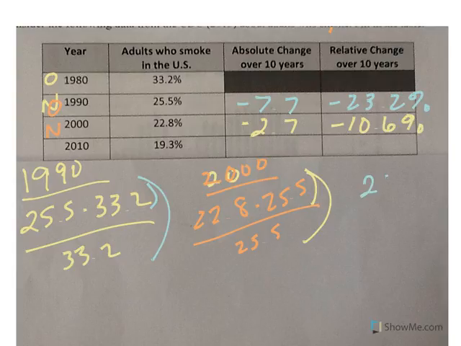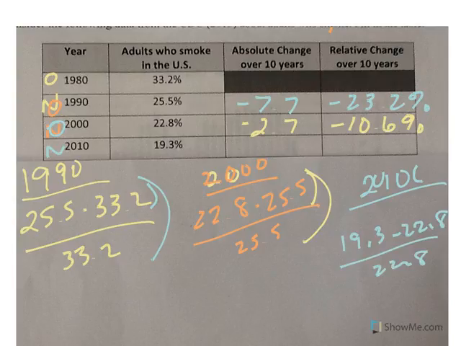And last but not least, 2010, oops, forgot my zero. So now 2010 is new and 2000 becomes old. So 19.3 minus 22.8 divided by 22.8. So just the numerator will give me negative 3.5 percentage points. And then I divide the whole thing by 22.8 and I get negative 15.4%. So you can see every year it goes down, and that's a good thing, right?